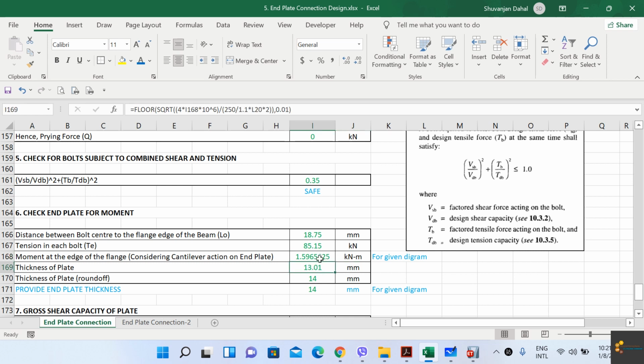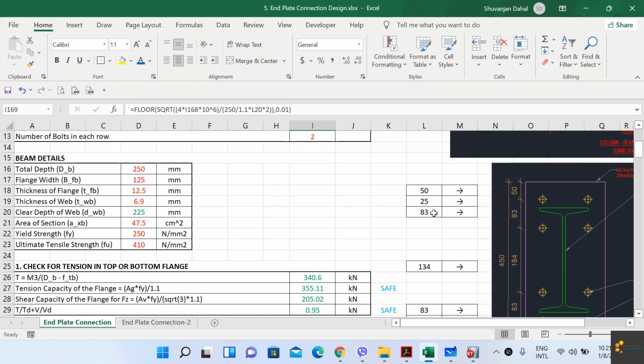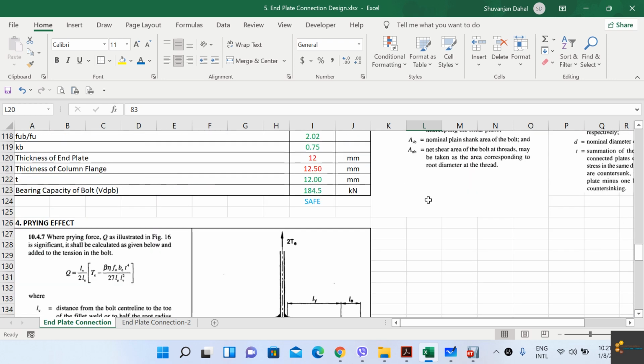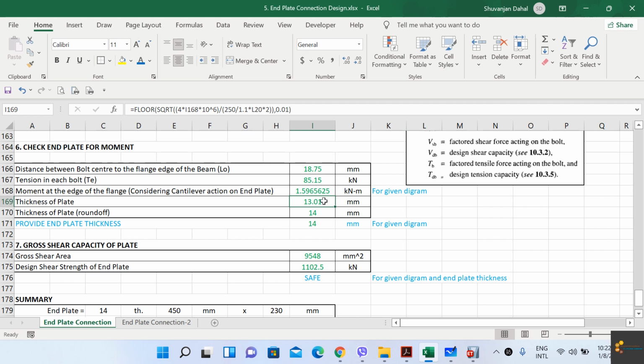And then using this moment, you can calculate the value of the thickness of plate, which is given by this formula here. The formula for the thickness of end plate is given as root over 4 into the moment that we calculated here, divided by Fy, which is 250, divided by the partial safety factor 1.1 into L20 into 2. That means L20 is this value here, 83. 83 means the distance between these two bolts here. We get that formula to get the value of thickness of plate to be 13.01 mm.